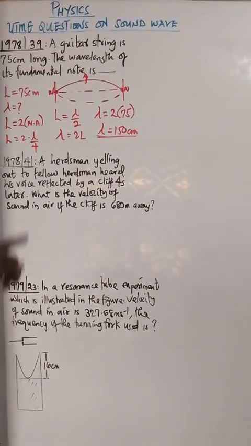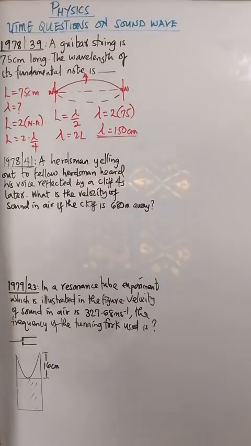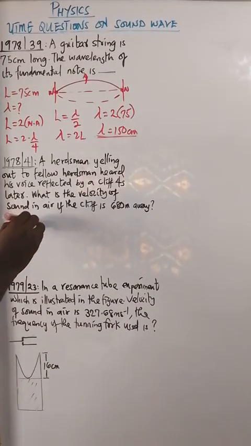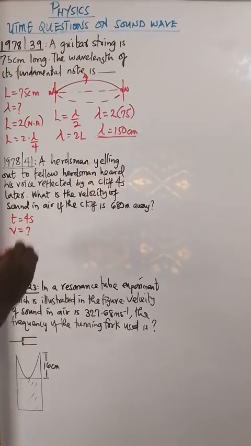For question 2, a herdsman yelling out to a fellow herdsman hears his voice reflected by a cliff 4 seconds later. So the echo time is 4 seconds. So this is under echo. Find the velocity of sound in air if the cliff is 680 meters away. So the distance is 680.